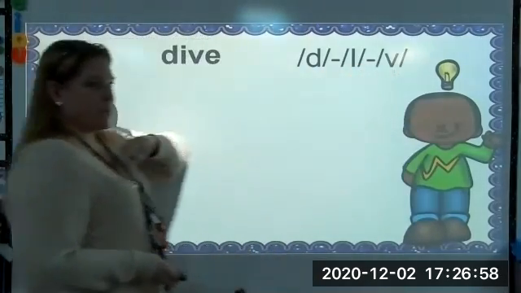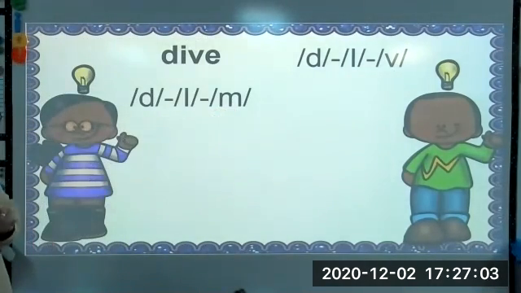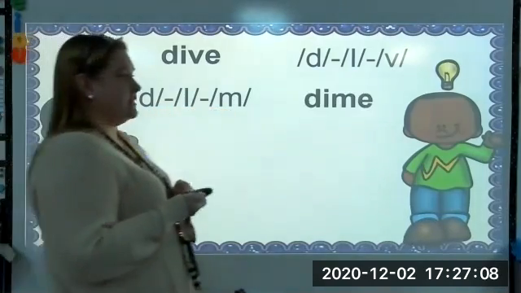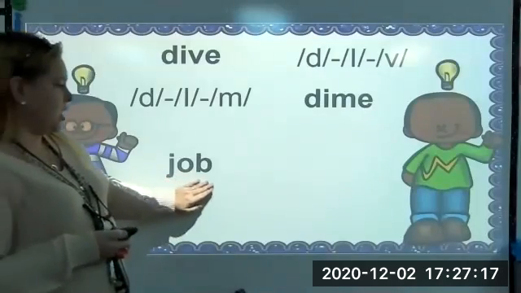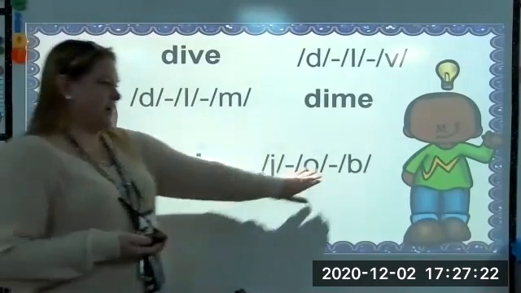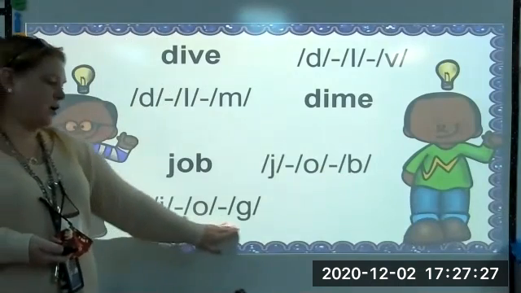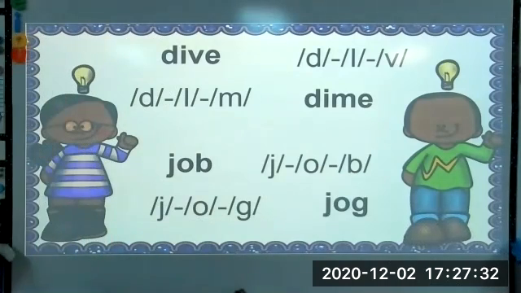Dive. We're going to change the final consonant to m. So our new word on the curve is dime. The new word is dime. All right, he has a classroom job to sharpen pencils. Let's listen to that word, job. We're going to change the final sound to g, jog. The new word on the curve is jog. Good.